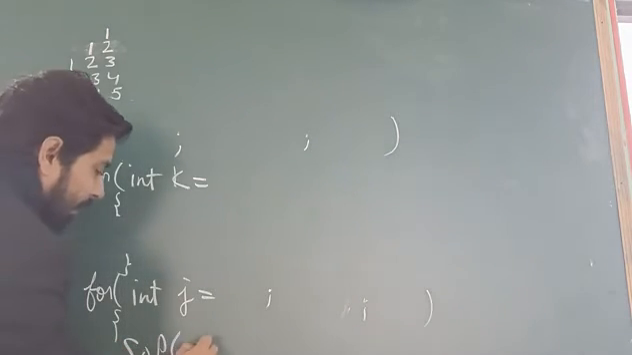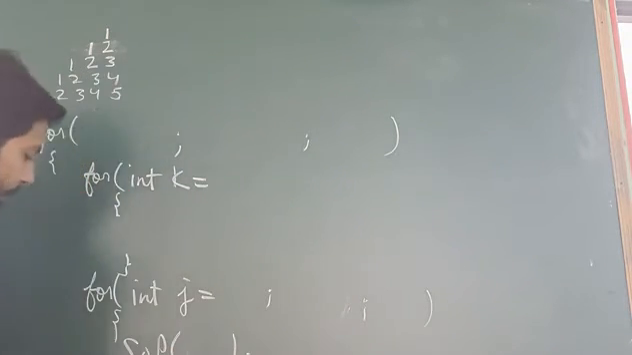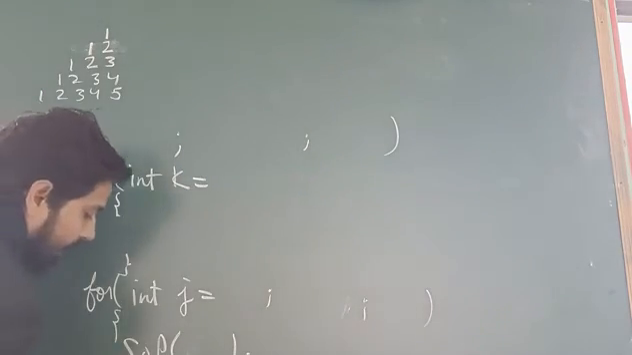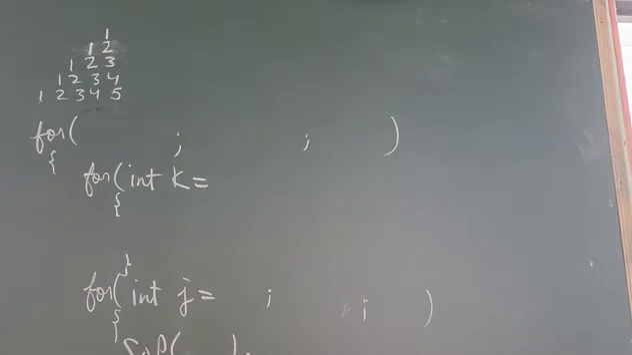System.out.print. Then your System.out.println. Are you able to see the last line? I think it is not visible here, not visible now.